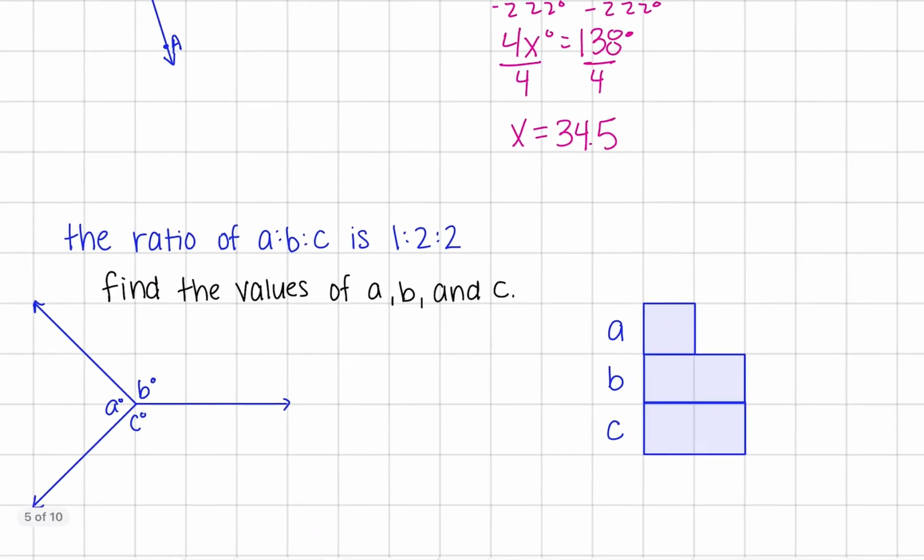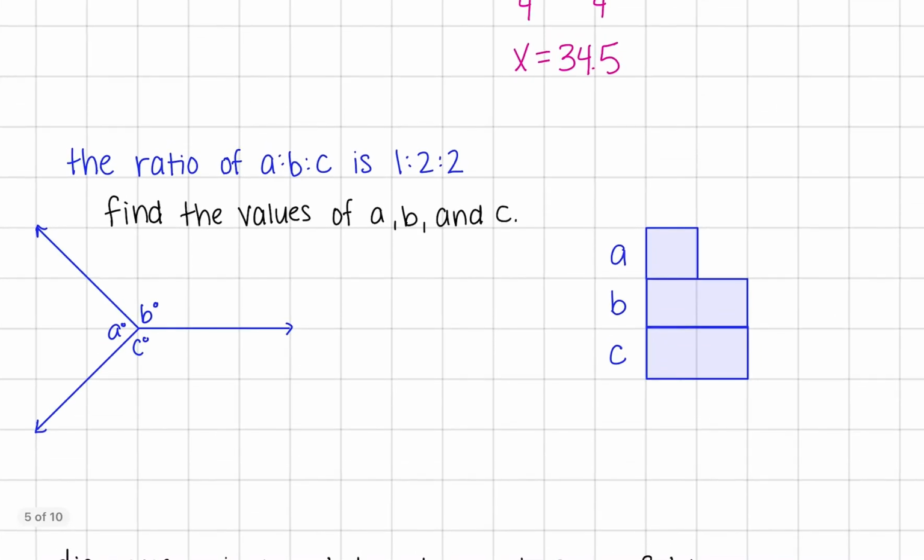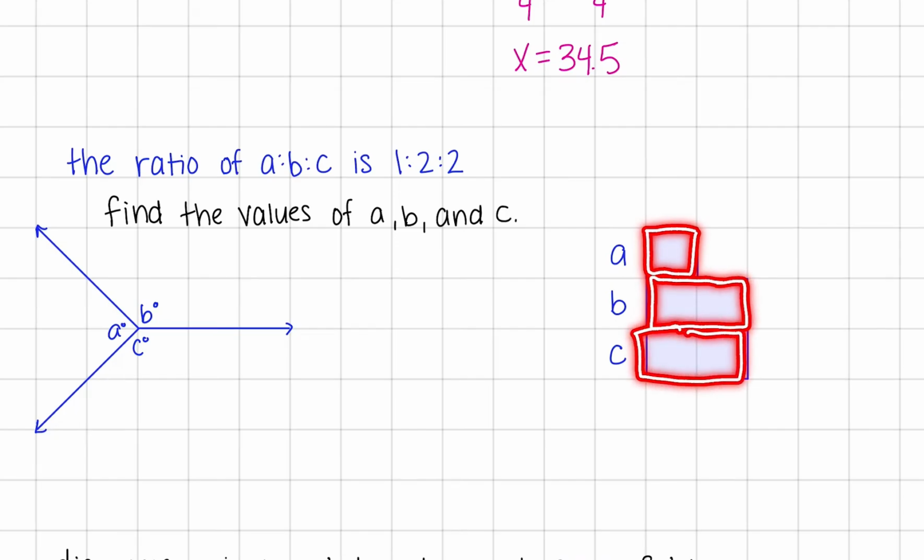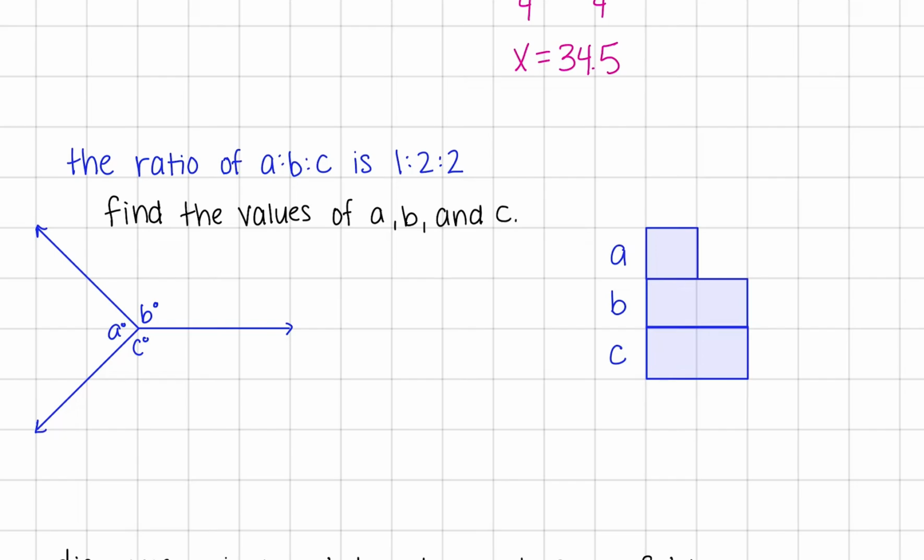Now, let's use angles at a point and use ratios. Okay? So, the ratio of A to B to C is 1 to 2 to 2. I drew us a box model or bar model here. So, if it's 1, it means for every A, there are 2 B's and 2 C's. So, A, B, C. So if I'm looking at that, what do we know? Well, we know that B is equal to C. They are the exact same. And we know that B is equal to 2A. 2 A's, right?